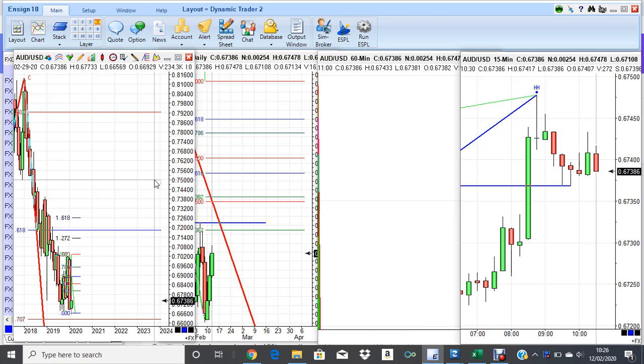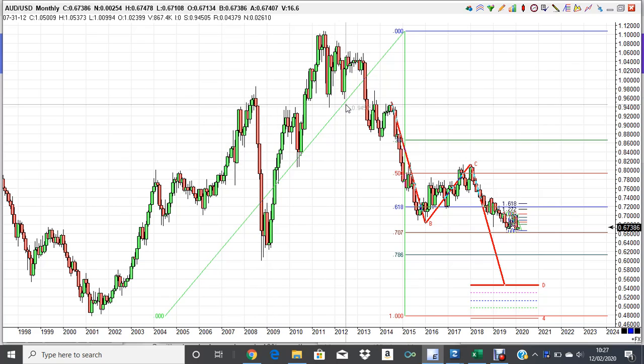Good morning, folks. This is Wednesday morning, the 12th of February, and I'm just going to take a look here at this Australian dollar. Now, this is one that looks quite weak. It's been in a long-term downtrend, as you can see.